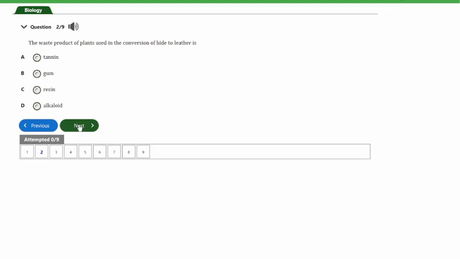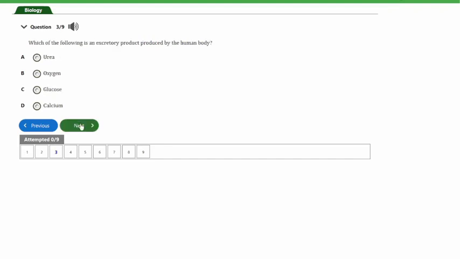So guys, let's look at the next question, and that's question number 2. The question says, the waste product of plants used in the conversion of hide to leather is A. Tannin, B. Gum, C. Resin, and D. Alkaloid. So guys, the answer to this question is tannin. Tannin is a type of polyphenolic compound that is found in various plant tissues and is used in the conversion of animal hides into leather.